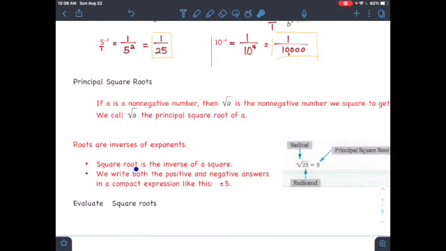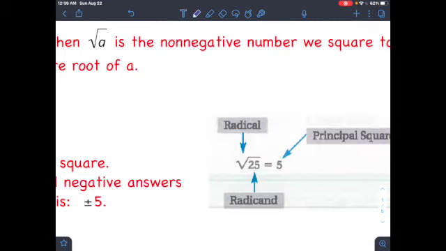That means you have that little 2 in the front that we never see, but it's there. It's the inverse of square. Square is to the 2nd power, so square root and square cancel each other out. We write both positive and negative answers in a compact form like this, plus or minus 5. So when you have the square root of x, and you square it, that will cancel each other out, and your answer will be x. And that is your example.